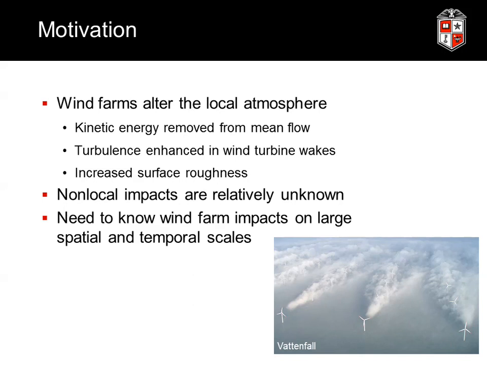So first, weather modification associated with wind farms. What exactly is going on here? Well, there have been many studies, both observational and modeling, of the local impacts that are being created by these wind farms. Some of the results from those studies include the kinetic energy being removed from the local atmosphere and enhanced turbulence within the wakes downstream of individual wind turbines, as you can see in this image here. And there's also an increased surface roughness just due to the physical presence of the turbines in the field.